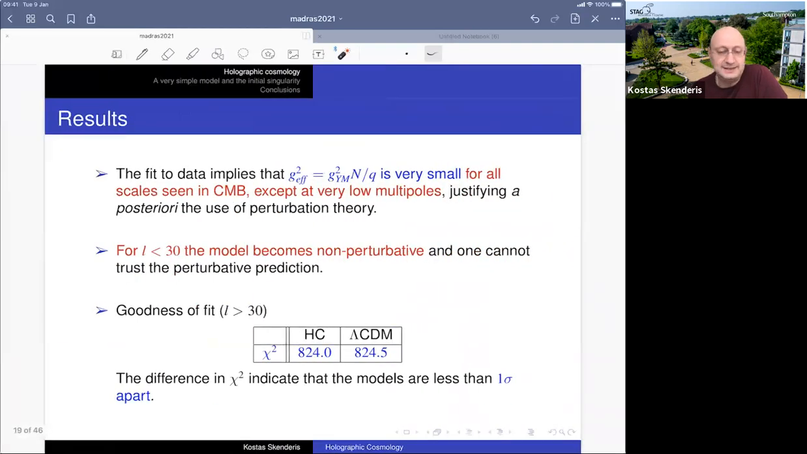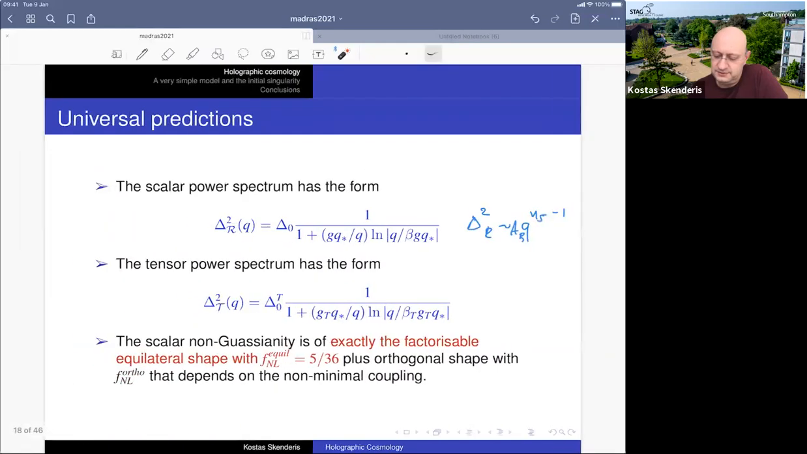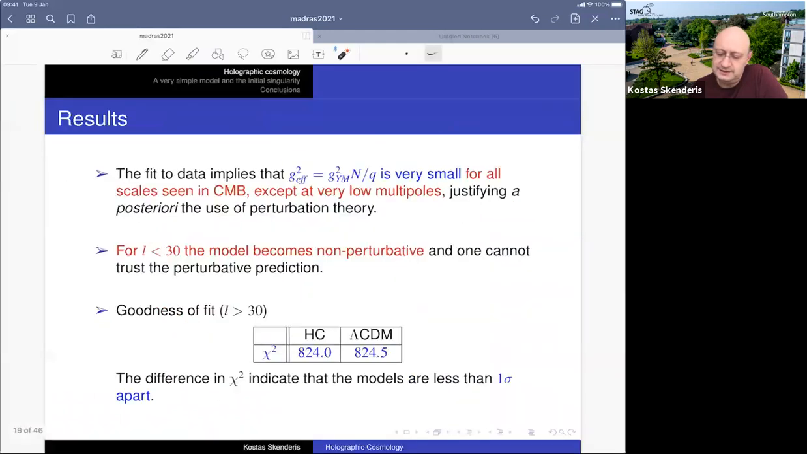Let me just summarize a little bit more quantitatively the results here. The fit data showed that this G effective is very small for all scales in CMB, except at very low multipoles. So we started by assuming we can fit the spectrum using such a quantity, but of course with the best fit parameters, one has to go back and check whether this parameter is indeed very small or not. And it is very small, starts at something like 10 to minus 4 at the very high L's, around 2000, and becomes of order 1 when you arrive at L around 30. So at a very low L around 30, roughly the place where this large angle anomaly appears, the theory becomes non-perturbative. So one cannot trust this perturbative description.